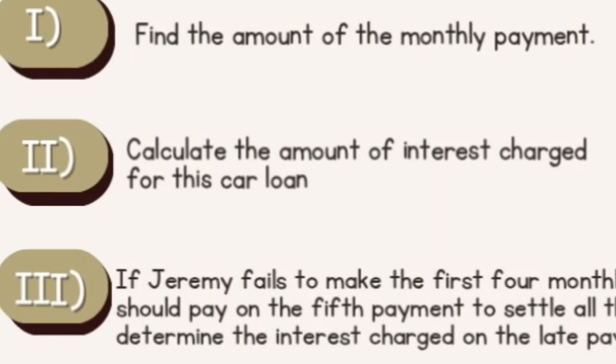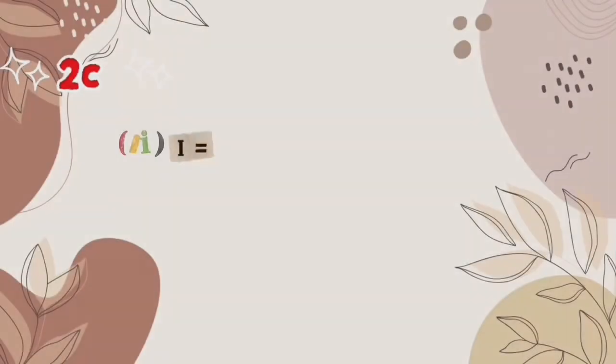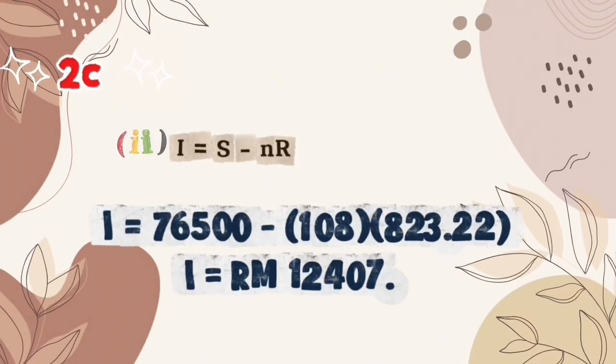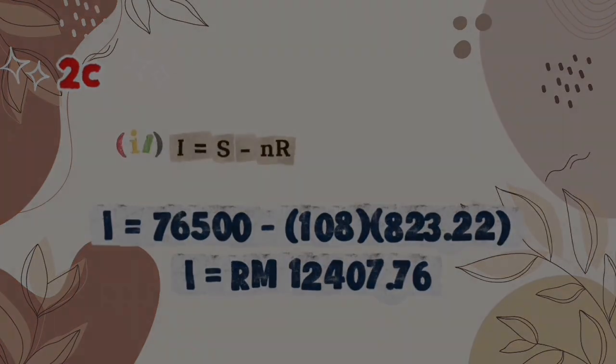Question 2C(ii). Calculate the amount of interest charged for this car loan. The formula is I equal to S minus nR. I equal to S, 76,500, minus n in bracket 108, R in bracket 823 ringgit and 22 cents. So the amount of interest charged for this car loan is 12,407 ringgit and 76 cents.